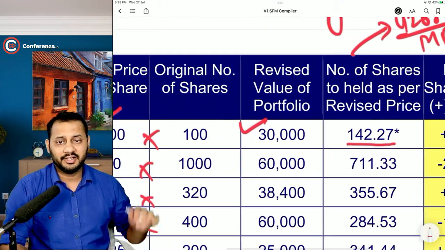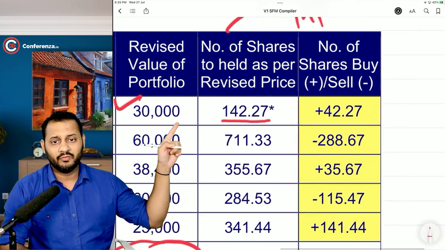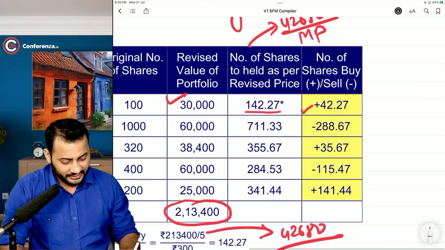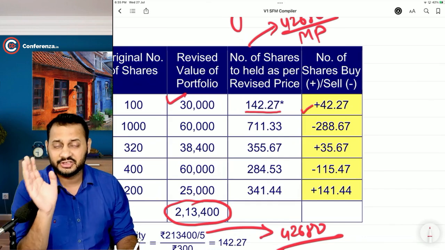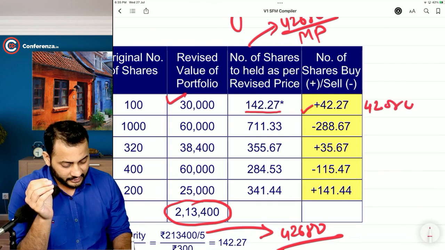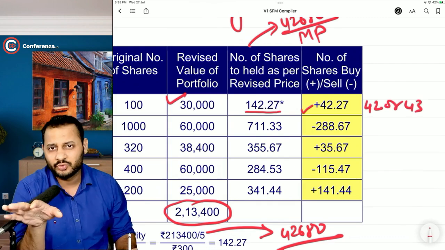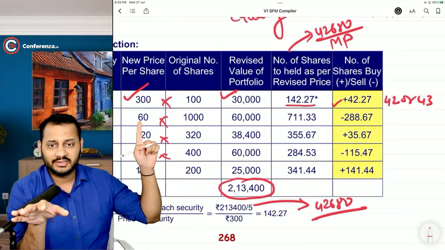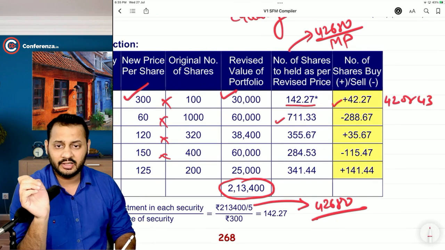Earlier you had 100 shares, right? Now you should hold 142. That means you have to buy 42.27 shares. Obviously shares cannot be purchased in decimals. So you can write down 42 or 43 here. That much of a difference is okay practically, right? Now 42,680 divided by 60 will give you 711.